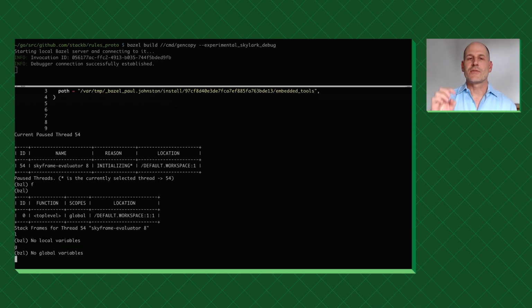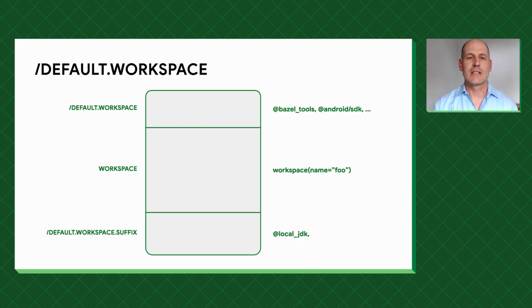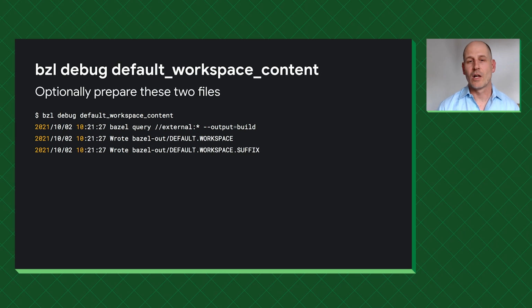Let's digress just for a second. What is this curious thing called the default workspace? When Bazel parses your workspace file, it prepends and appends content to install built-in workspaces like Bazel tools, which can't be overridden, and then things like the local JDK and any number of remote JDKs you've probably accidentally downloaded at some point or another. There is a subcommand called default workspace content, which will prepare these files. It makes the debugging experience just a little nicer, but it's optional.